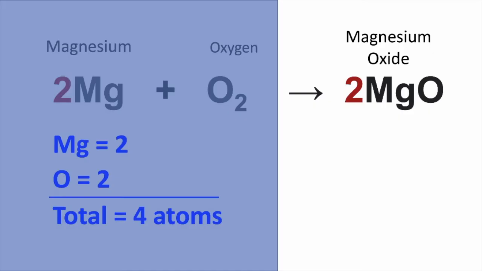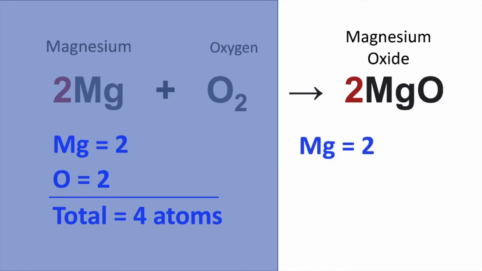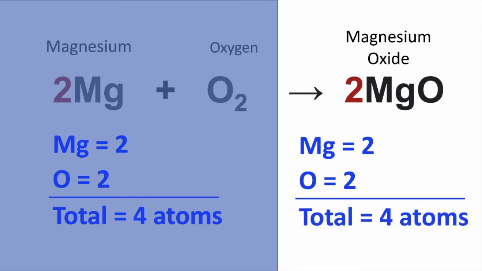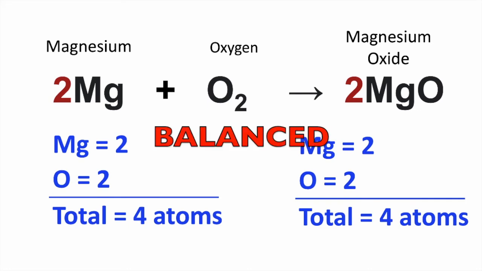Now let's look at the product side. The coefficient 2 tells us that we have 2 copies of magnesium oxide. That means we have 2 magnesium atoms and 2 oxygen atoms. Now, if we compare the number of magnesium atoms on both sides of the equation, we have 2 on each side. Let's also compare the number of oxygen atoms on both sides of the equation. We also have 2. We have 4 atoms on each side. This equation is therefore balanced. We can also say that mass has been conserved.